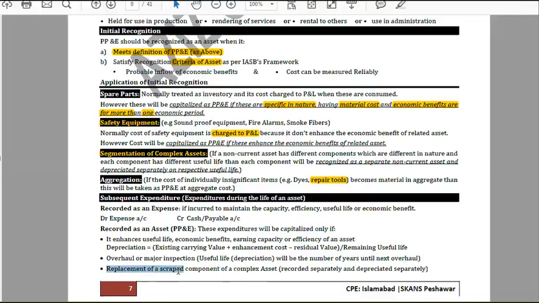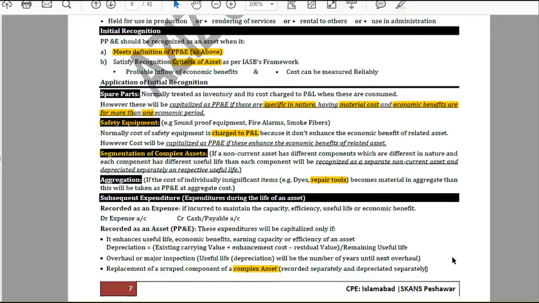And replacement of a scrapped component of a complex asset. So students, we have already covered the point of complex asset. So every component of the complex asset will be recorded separately, and depreciation will be recorded separately as well. So every component of a complex asset will be recorded separately, and it will be depreciated separately as well.